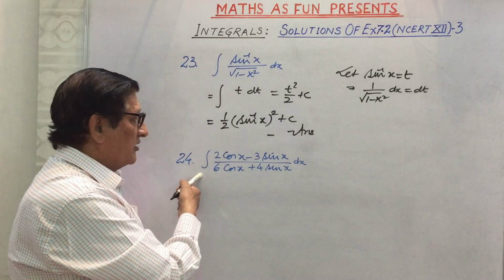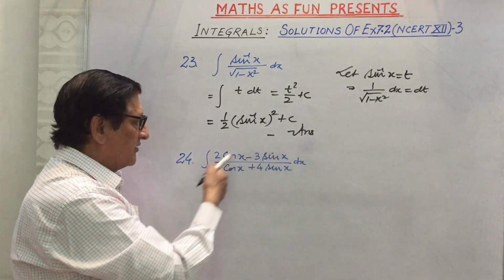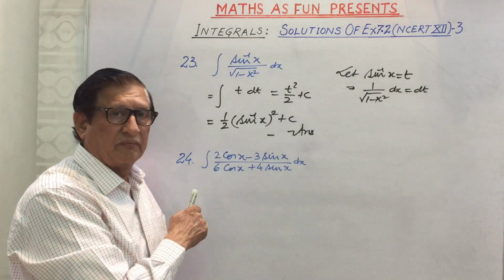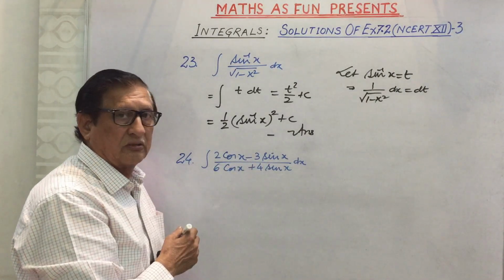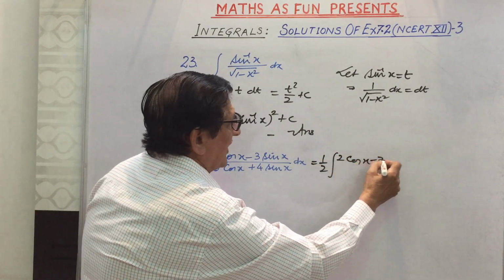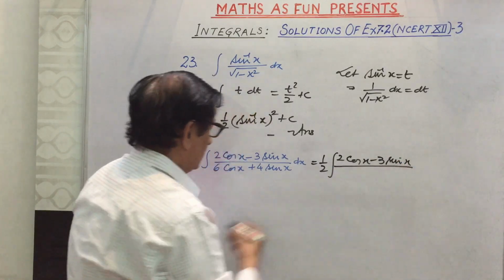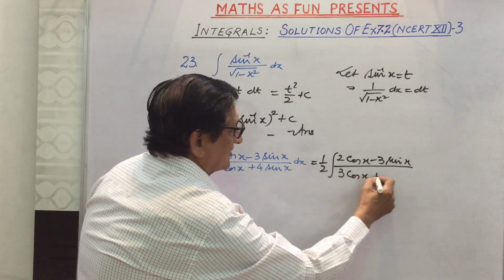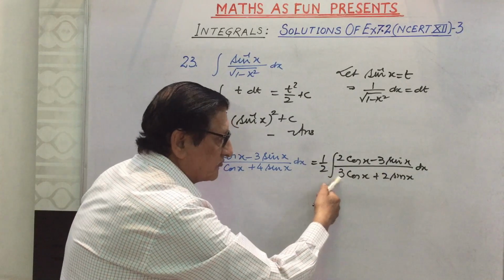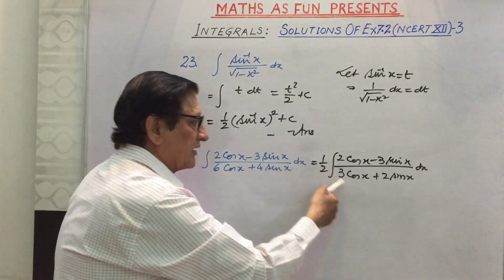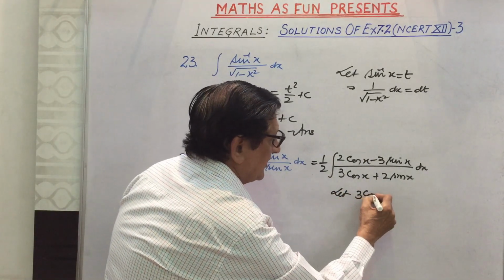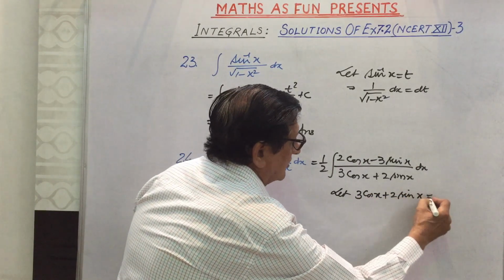Question number 24 here is integral of 2 cos x minus 3 sin x upon 6 cos x plus 4 sin x dx. What we find in this problem? We are finding that 2 is common in the denominator. If we take that 2 common, it will be 1 upon 2 cos x minus 3 sin x upon 3 cos x plus 2 sin x. What we find here? The derivative of this is available here. It means we can take this particular function as t or fx. So we can write this as let 3 cos x plus 2 sin x equal to fx.